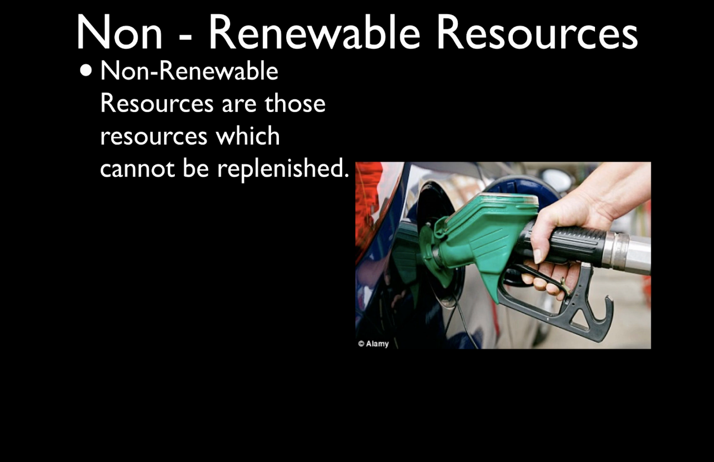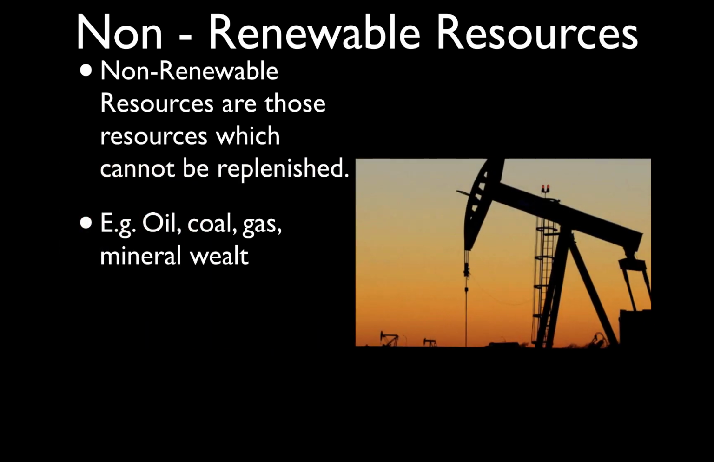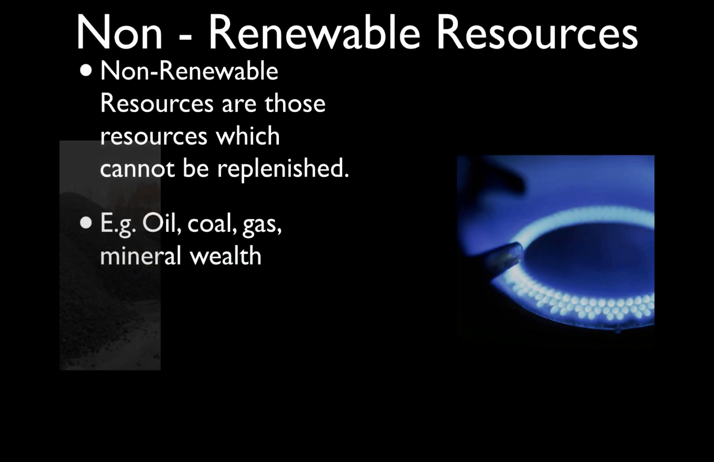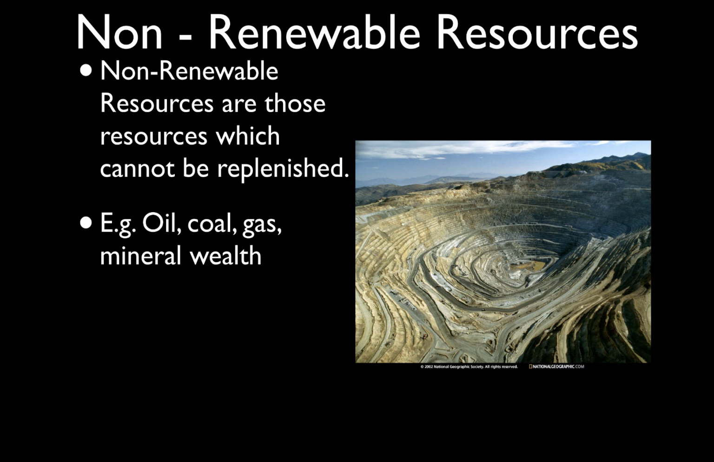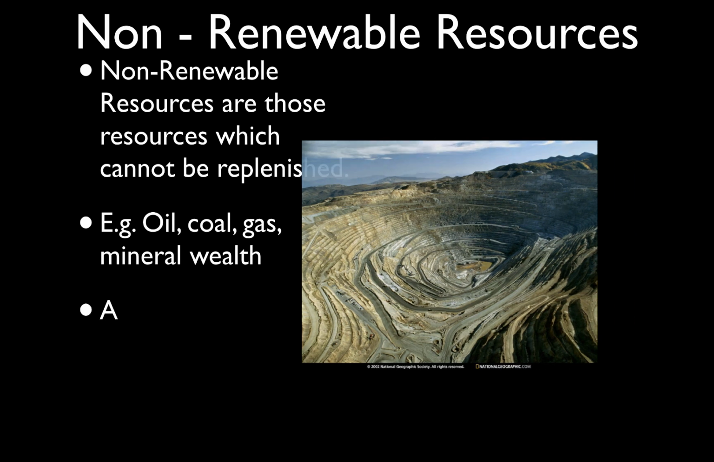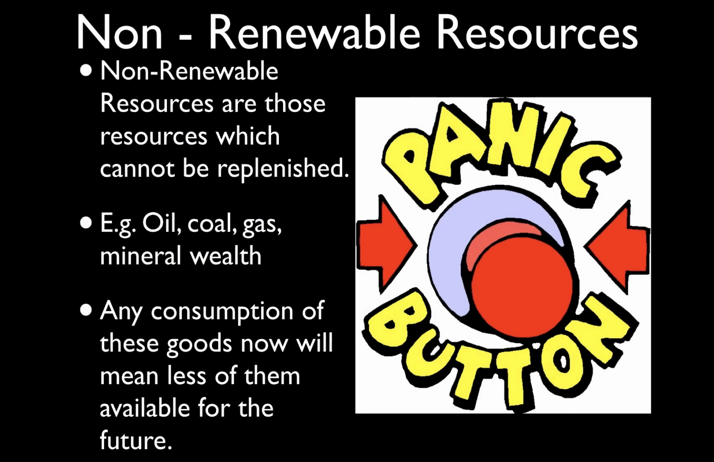Now, the second type of land, I suppose, are the non-renewable resources. And these are resources the supply of which cannot be replenished. Okay? So that's what we're talking about. So oil, if you use a litre of oil, a gallon of oil, it's gone. There's only so much oil in the world, and the more we use today, the less that is available. So oil, coal, gas, and mineral wealth. Now, certainly minerals can be recycled and things like that, but still, if we use up a bit of tin or something like that, that means there's less available in the future if we don't recycle it, essentially. And any consumption of these goods now will mean less of them available in the future.